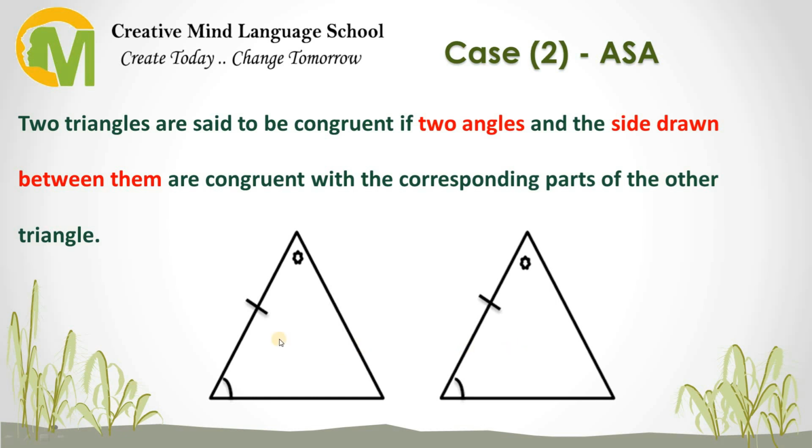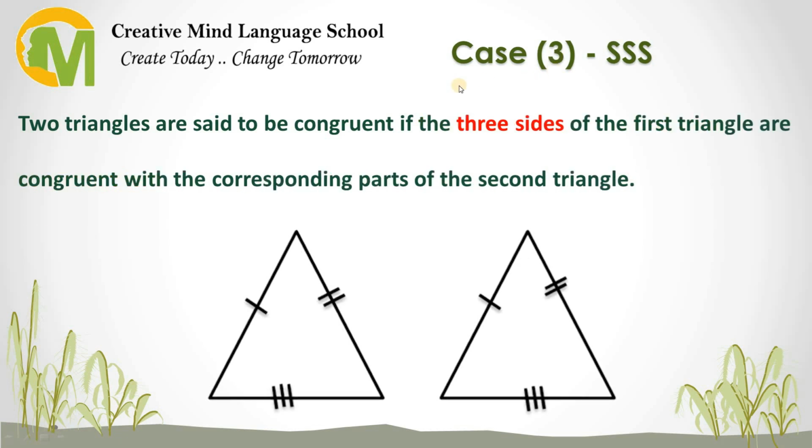If you observe the drawing, you can see with me that these two angles in the first triangle are equal in measure with those two angles in the other triangle, and the side drawn between the angles is equal in length with the other side in the other triangle. So if we have this case, we can say that the two triangles are congruent according to ASA case.